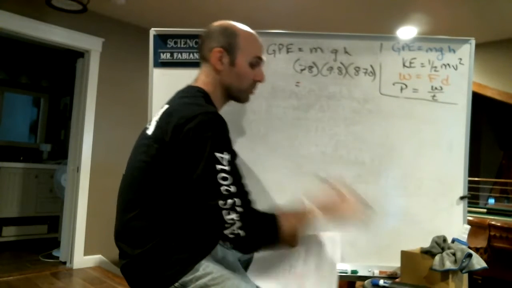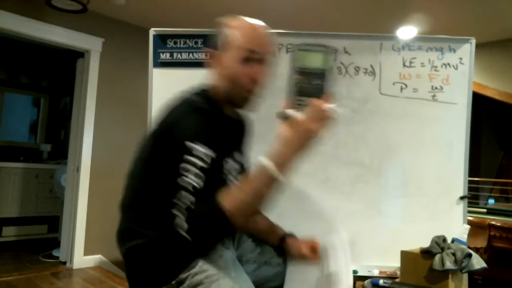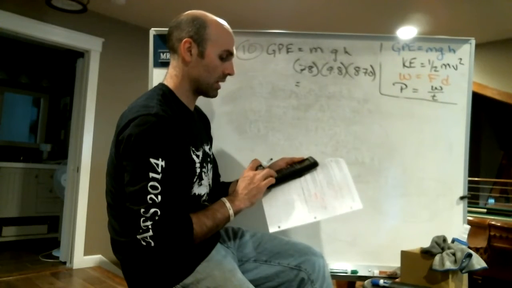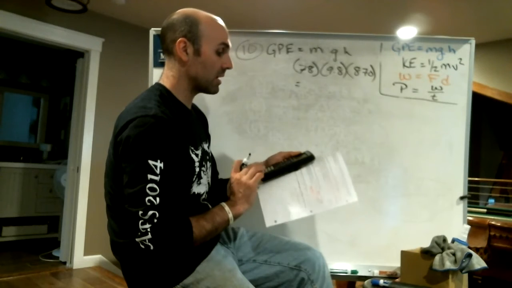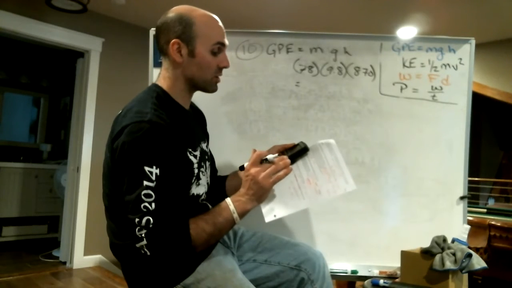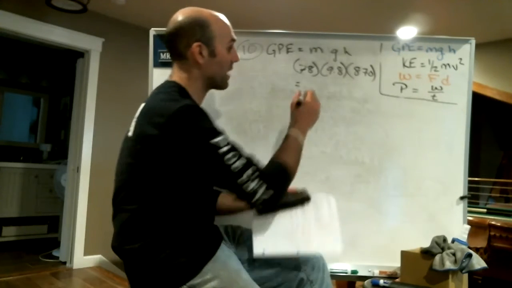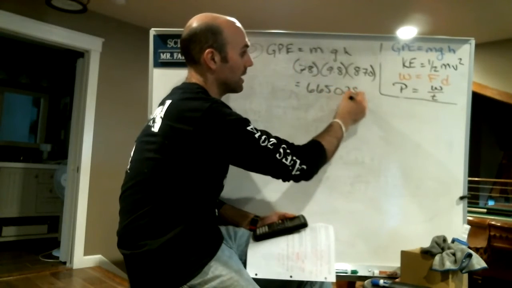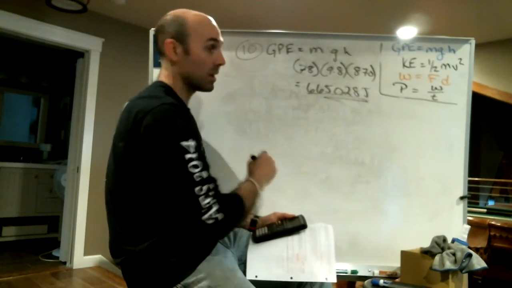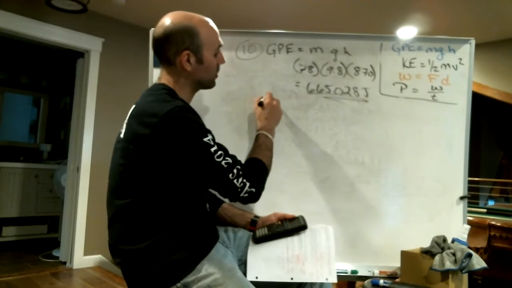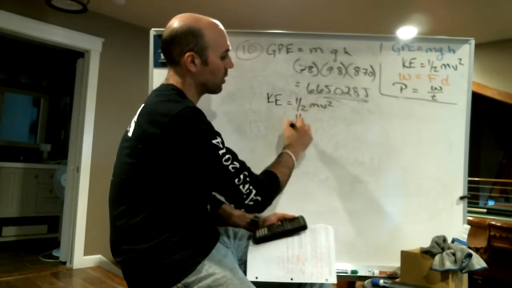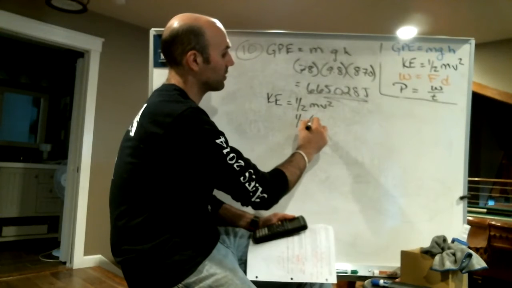So we know from this, oh, Annie's traveling. Okay, so let's multiply this out. Let me get my calculator. 78 times 9.8 times 870. So the original potential energy is 665,028 joules.